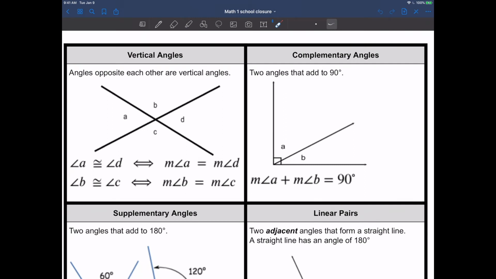All right, welcome to a vocabulary video on angle relationships. We're going to remind you of some angle relationships we talked about already and some newer ones.